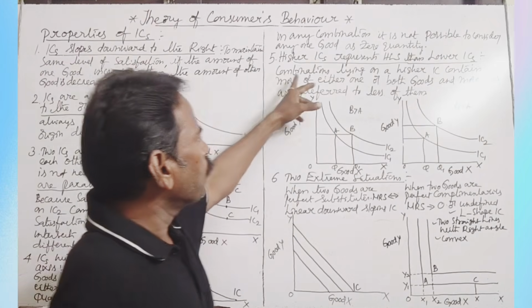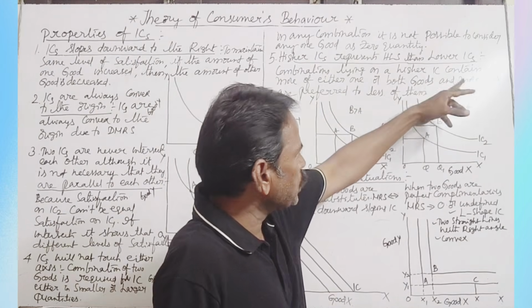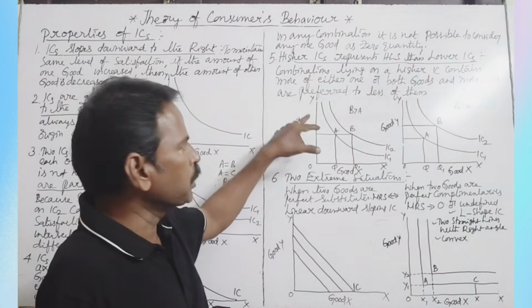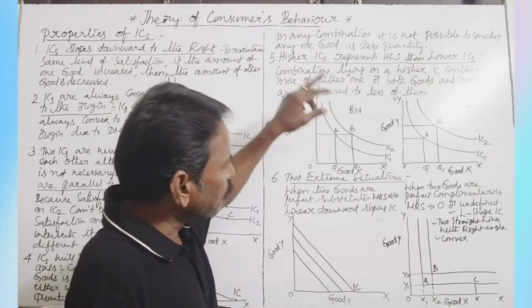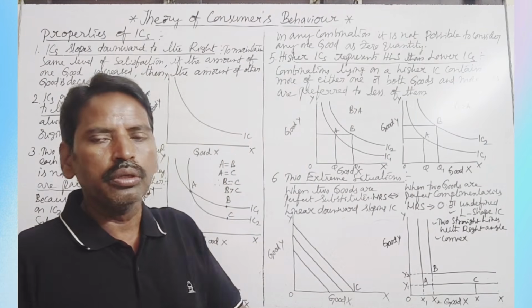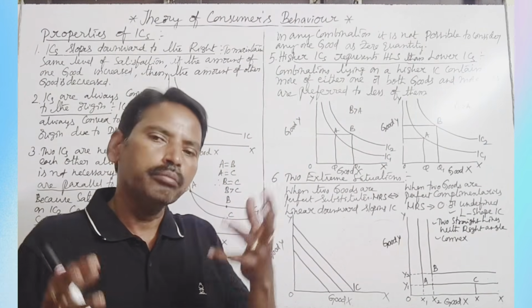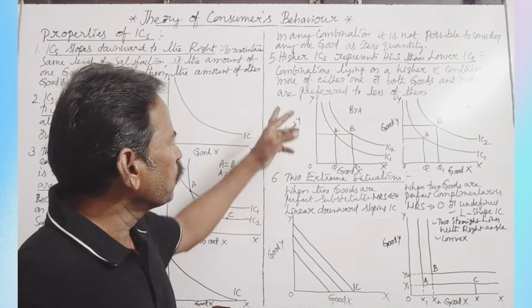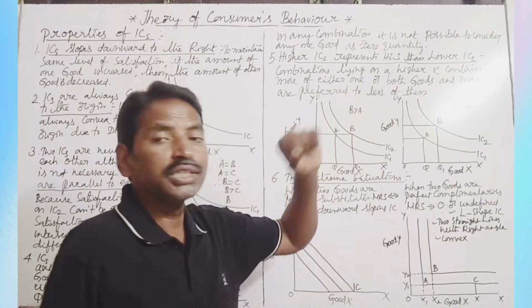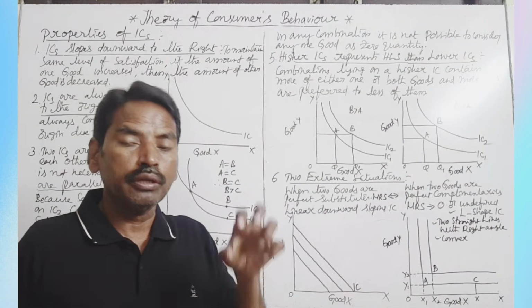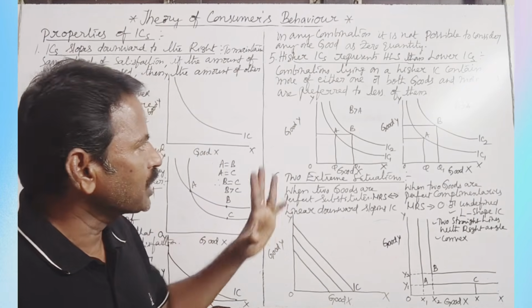So a combination lying on a higher indifference curve contains more of one good, more of either one or both goods. More goods are preferred to less of them.